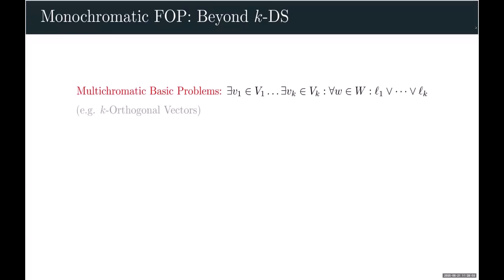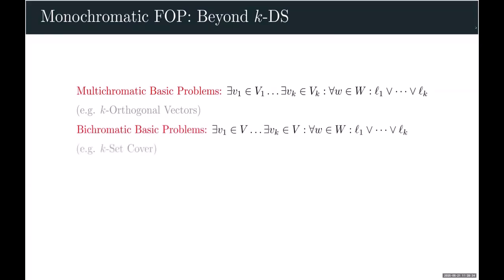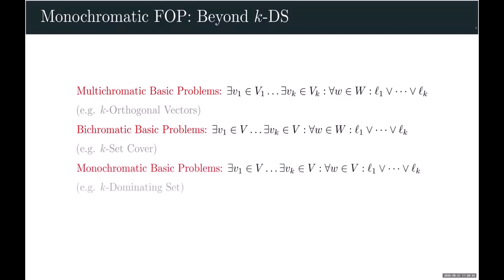So to do this, we consider 3 classes of problems. Multichromatic, like KOV, where each quantified variable comes from a different set. Then bichromatic basic problems, where existentially quantified variables come from one set and universally quantified variables from a different set. A canonical example is K-set cover. And then monochromatic, like K-dominating set. You can think of these as vector problems, set problems, and graph problems, intuitively.